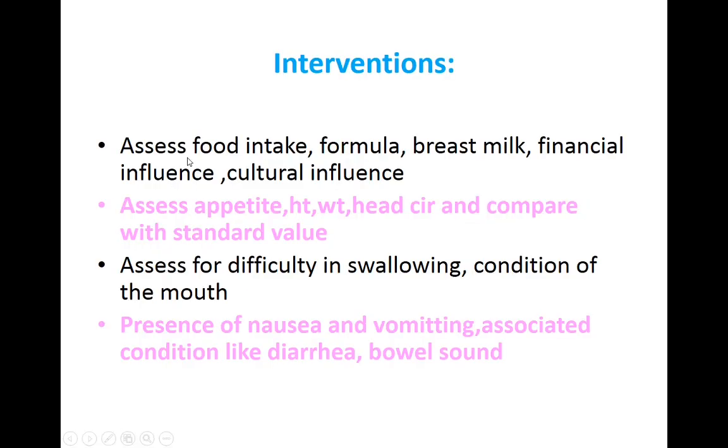What nursing interventions can you take? Assess the food intake first. Formula, if the child is being given formula feeding. Breast milk, how frequently the baby is taking breastfeeding. Is there any financial or cultural influence? They may not be able to afford food because of financial crisis, or they think these foods are not to be given to a child, or not when the child is sick. Is it influencing that? These are also things you are supposed to find out.